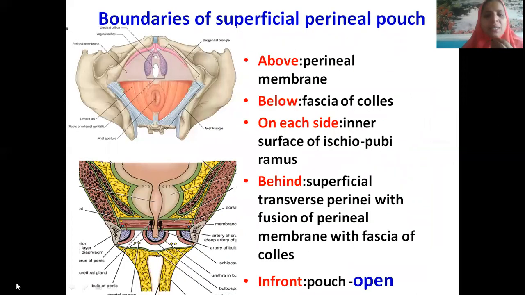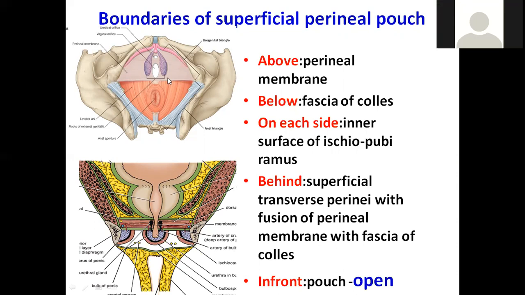Okay. Now let us see the boundaries of the superficial perineal pouch from the pelvic outlet direction. One diagram I put, and this is the coronal section of the pelvis. 2 diagrams for our better understanding, so that you understand the boundaries easily. See here. From this picture we know the superficial perineal pouch is bounded superiorly by the perineal membrane, below by the Colles fascia. Then on each side, this is all superficial perineal pouch area. On each side you will find the inner surface of the ischiopubic ramus.